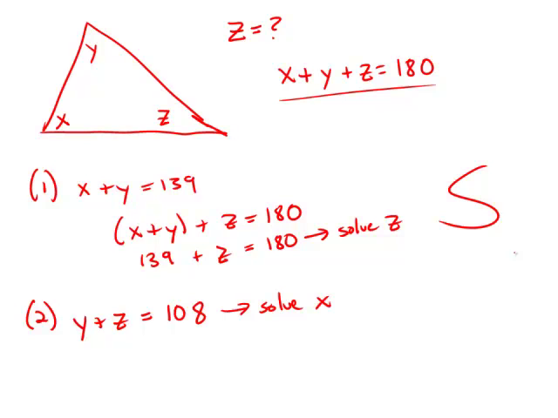And unfortunately, knowing this fact alone does not allow us to distinguish how much of that 108 is y and how much of the 108 is z. So we have no way to find the value of z. So this statement by itself is insufficient. Statement number 1 sufficient, statement number 2 insufficient. Answer choice A.